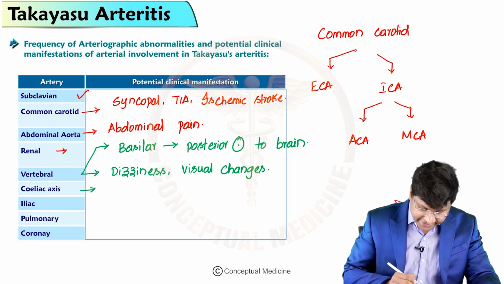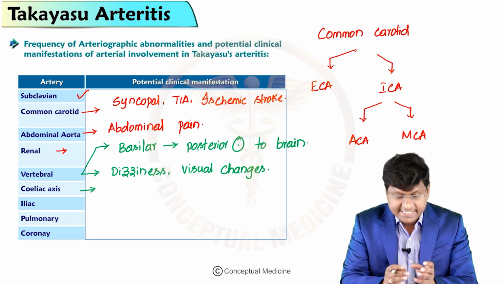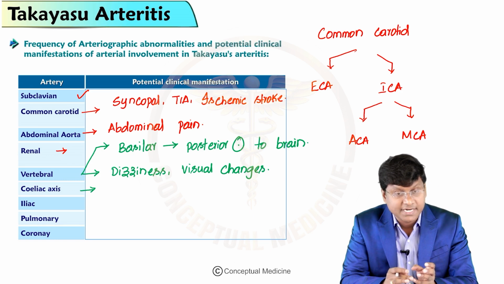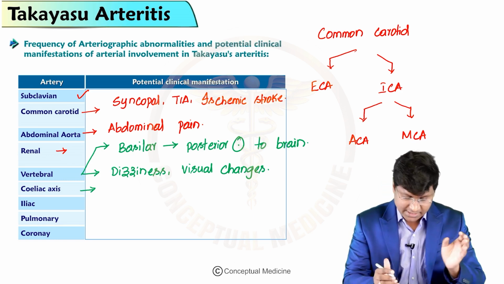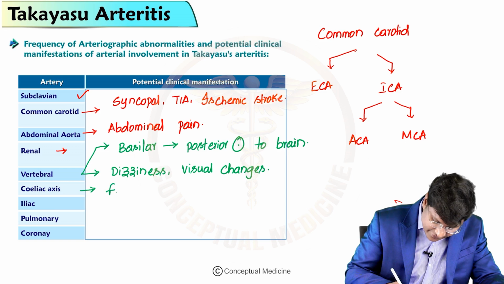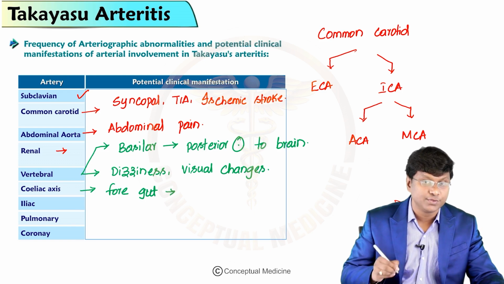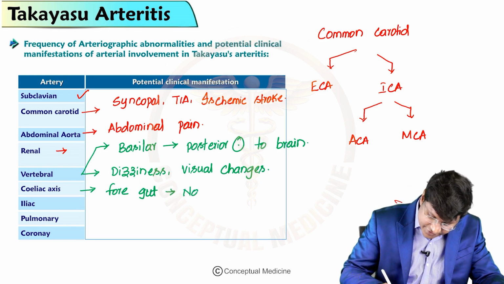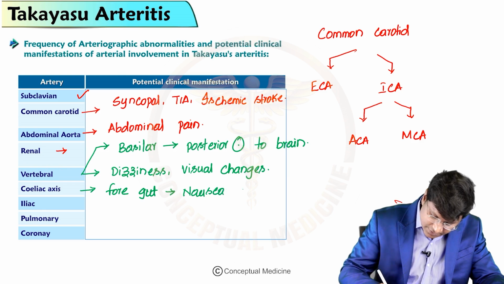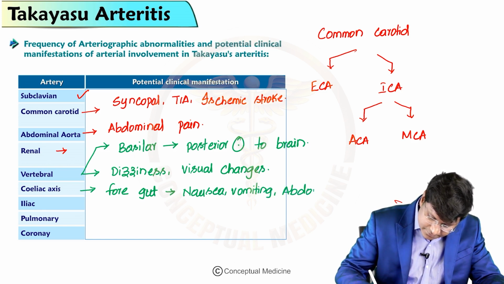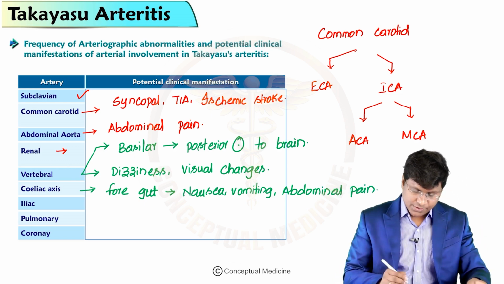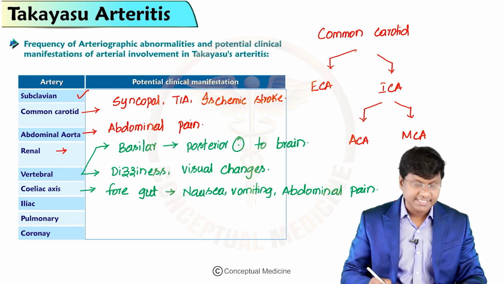Next, coming to the involvement of the celiac axis. See, the celiac axis or the celiac artery is a branch originating from the abdominal aorta, and it supplies the foregut. So when the blood supply to the foregut is reduced, the individual will have clinical features like nausea, vomiting, and also abdominal pain. So these are the features due to the involvement of the celiac artery.